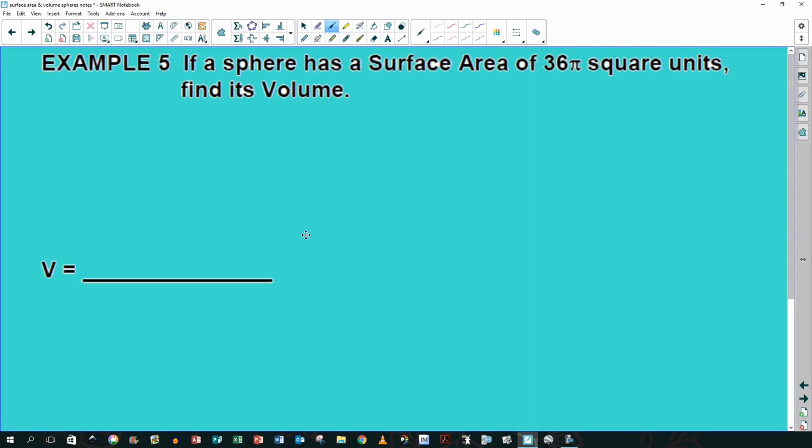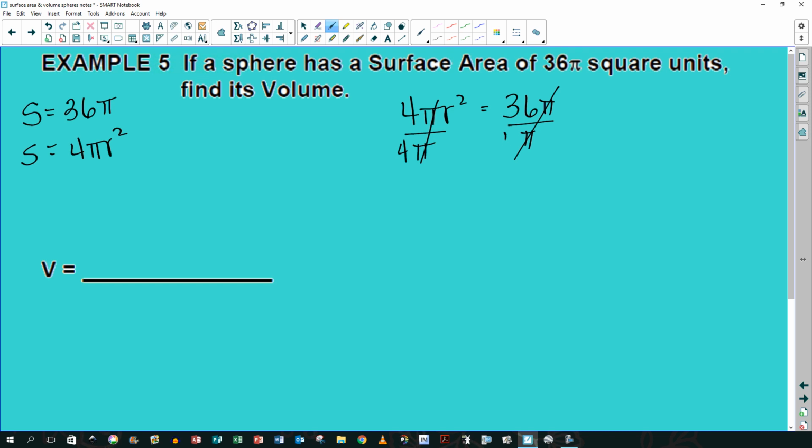All right, number 5. If a sphere has a surface area of 36 pi, so the surface area is 36 pi. Well, I know the surface area formula is 4 pi r squared, so I need to set them equal to each other. So 4 pi r squared is equal to 36 pi. If I divide both sides by pi, pi will cancel out. And if I divide by 4, the 4 cancels, and I'm left with r squared is 9. Take the square root, r is 3.